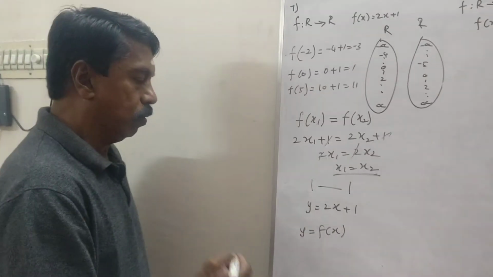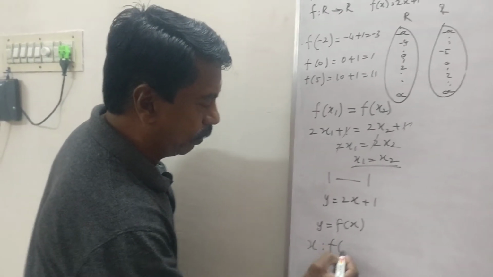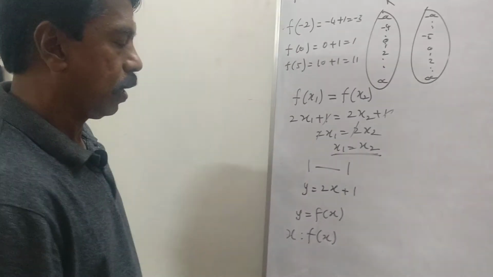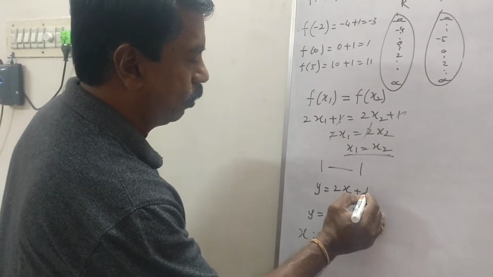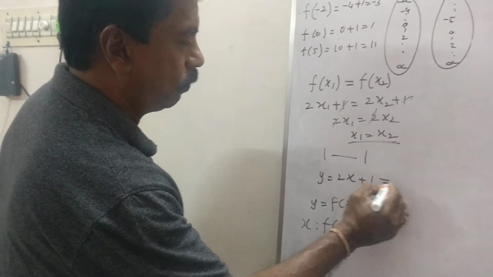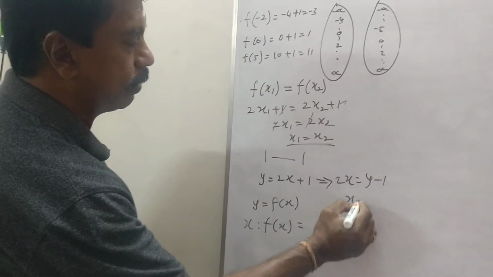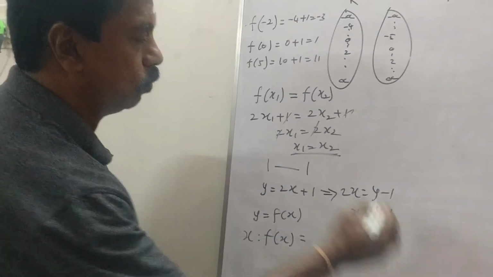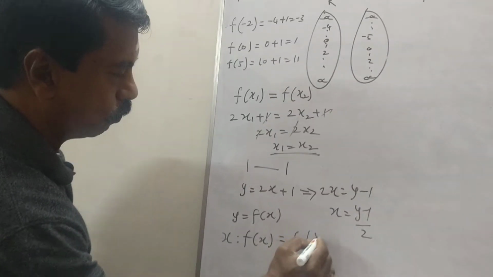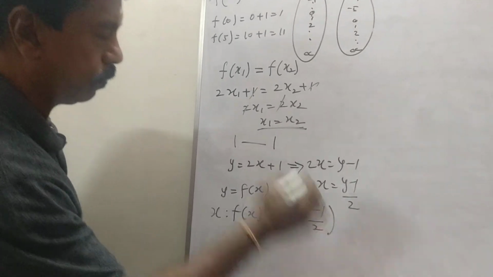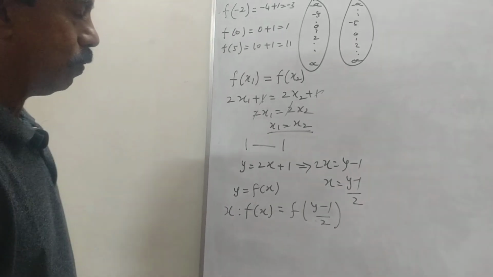Okay. Now, suppose the function is f of x. Now, you find x here. What will be x? 2x is equal to y minus 1, x is equal to y minus 1 by 2. We substitute here: f of x is equal to f of y minus 1 by 2.